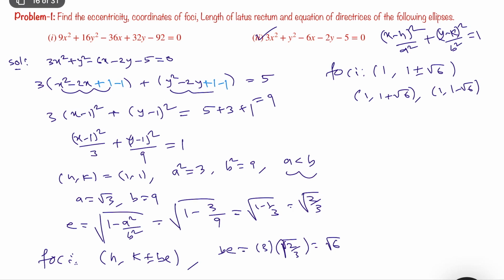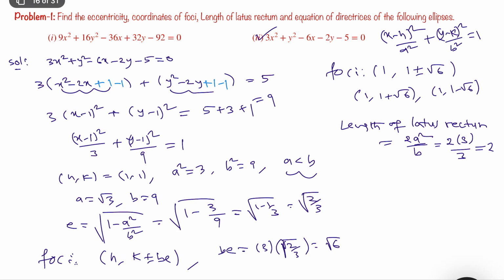Next, length of the latus rectum. In a less than b case, we know the length of the latus rectum in terms of a and b is going to be 2a square by b. So 2, what is a square? We got 3, by b also 3, so it's going to be 2. 3 cancel. So the length of the latus rectum is 2.